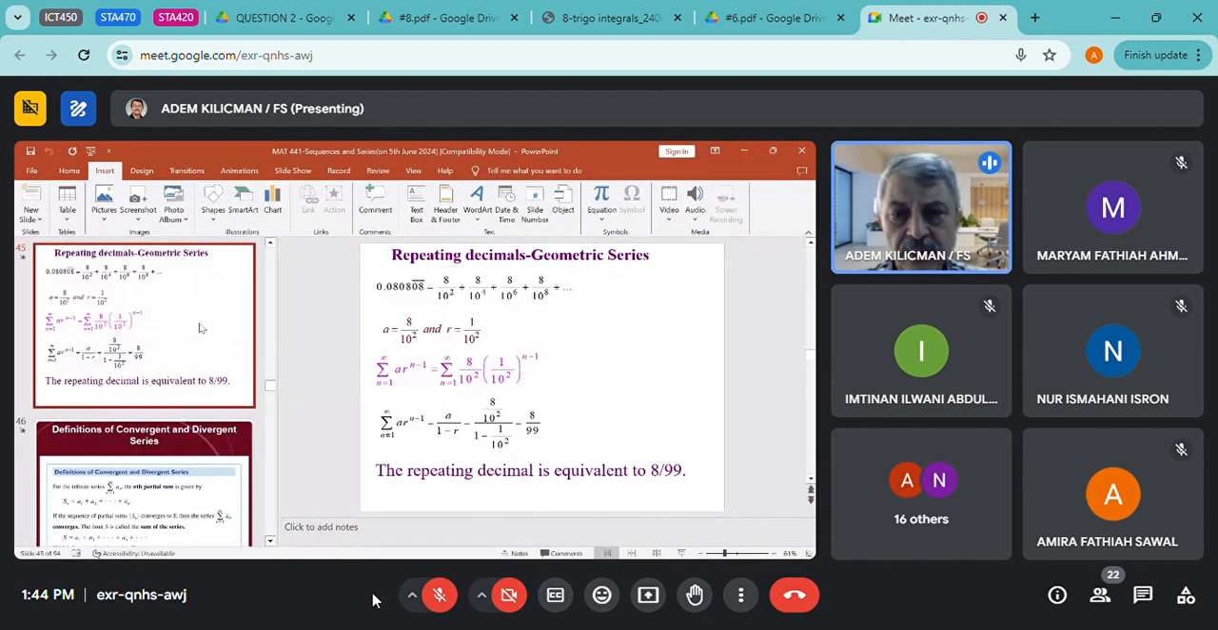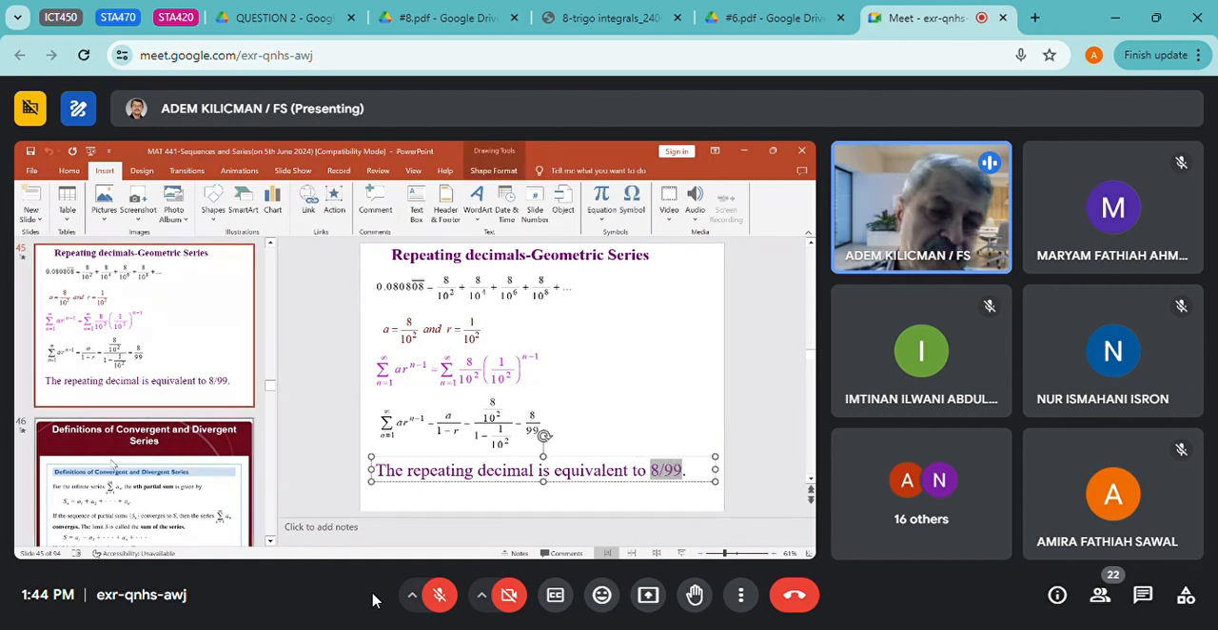Let me go back to your things. Now you can say like this: first term is this, and the ratio is 1 over 10 to the power 2. Since the absolute value is less than 1, you can apply the formula A over 1 minus R, which is 8 over 99. So you will be able to write those decimal numbers as some real numbers in terms of like this.